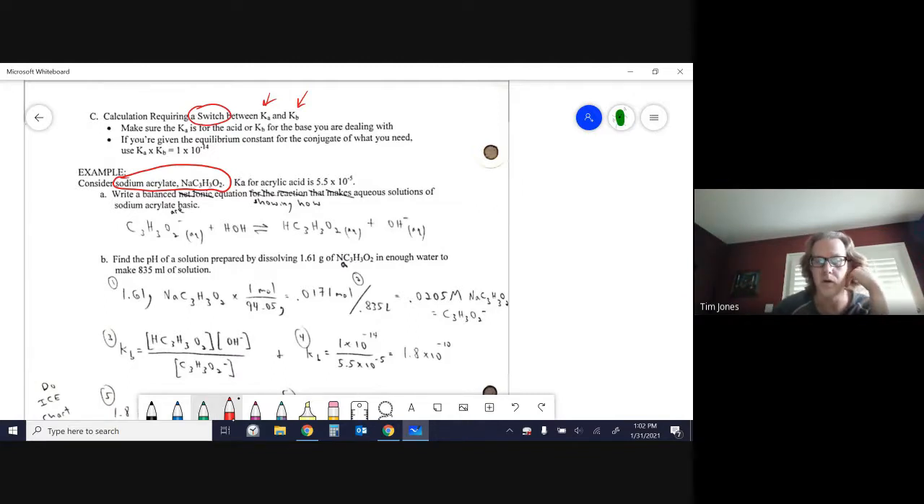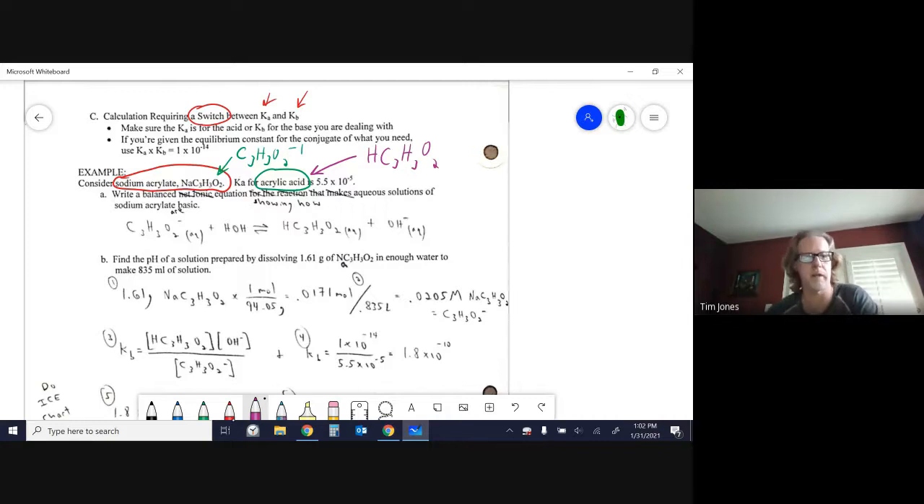Well, notice acrylate must be C3H3O2 minus 1. It must be some fancy polyatomic ion. And the acid version of that, meaning acrylic acid, must be the same thing with a hydrogen attached to it. So HC3H3O2. So notice acrylic acid and acrylate are conjugates.